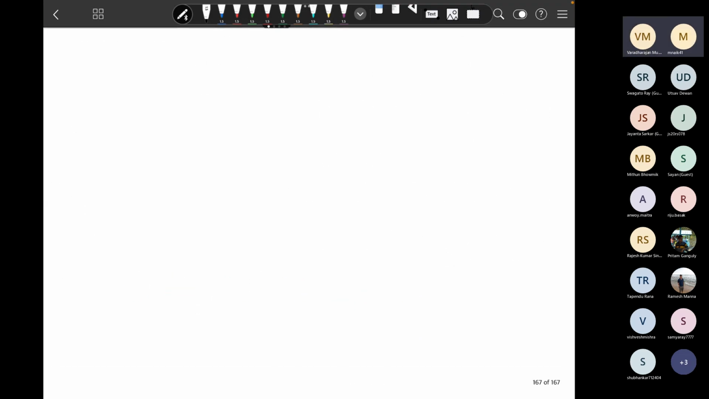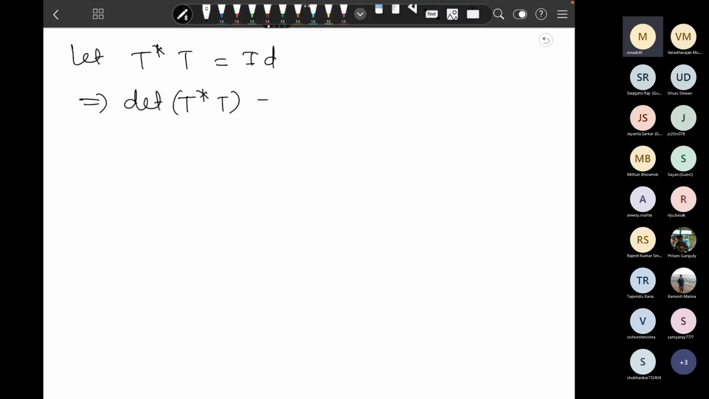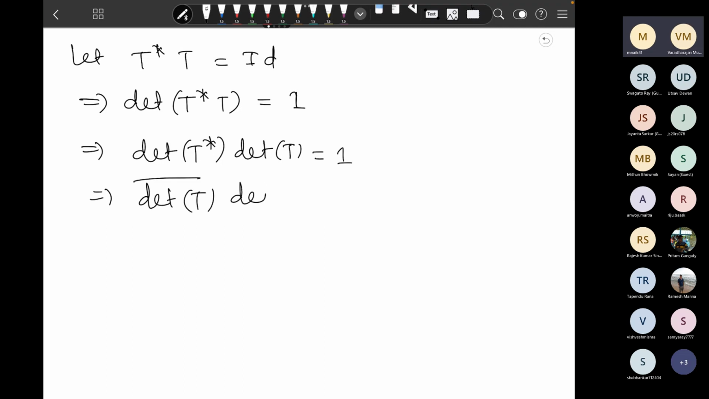So okay, let T star T be equal to identity. If you put the determinant on both sides, determinant of T star T is equal to 1, and so determinant of T star into determinant of T is 1. Determinant of T star is determinant of T bar, so this is mod of determinant of T square is equal to 1. Okay, so this is true, say.